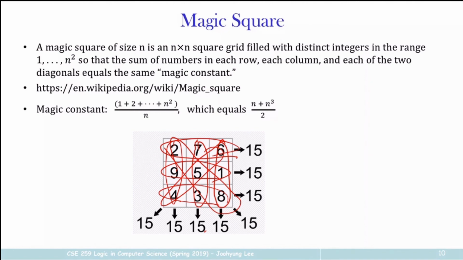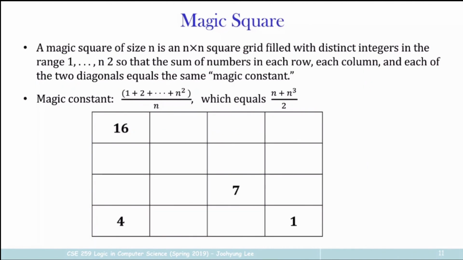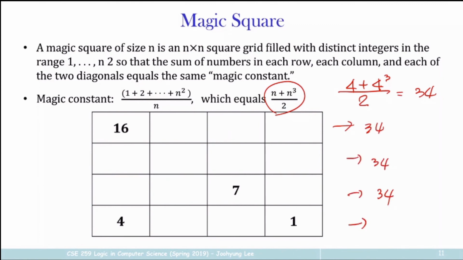So now it's your turn. This is a 4 by 4 grid, and you have to place 1 through 16. First, what is the magic constant here? So it's 4 plus 4 cubed, divided by 2. 4 cubed is 64, plus 4 is 68, divided by 2 is 34. Meaning that when you add all the numbers in each column and each row, they should be 34.